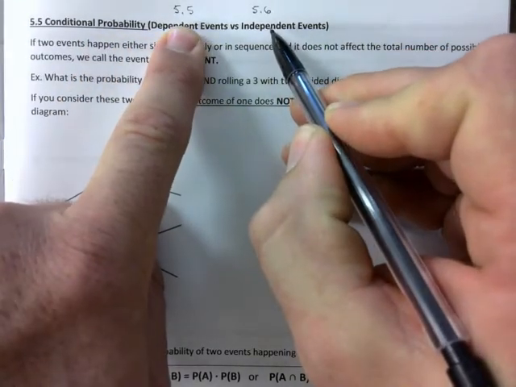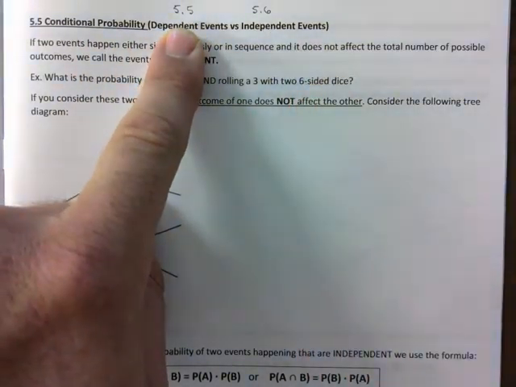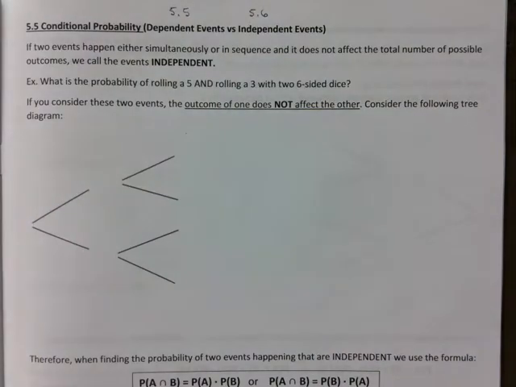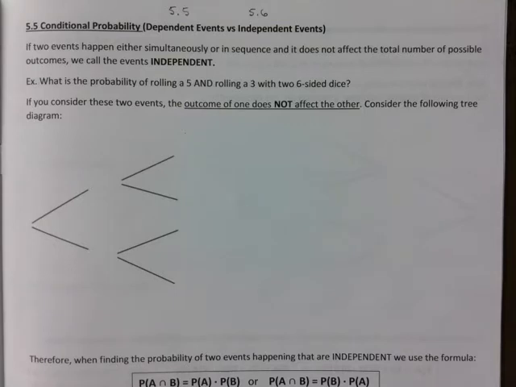I'm doing them both at the same time because I find that if I do them separately, students miss the point. But you can actually do them side by side to understand when events are independent and when they are dependent. Okay, I'm just going to give you a short demonstration here.